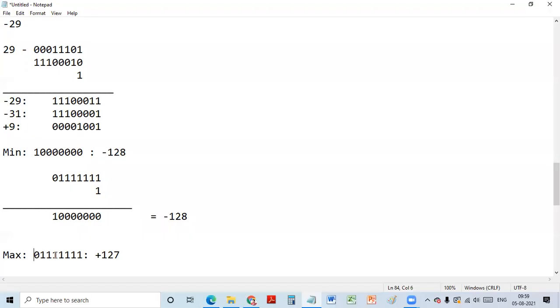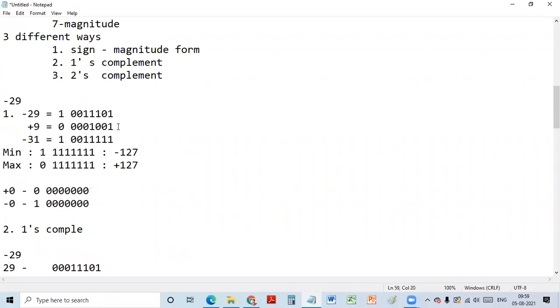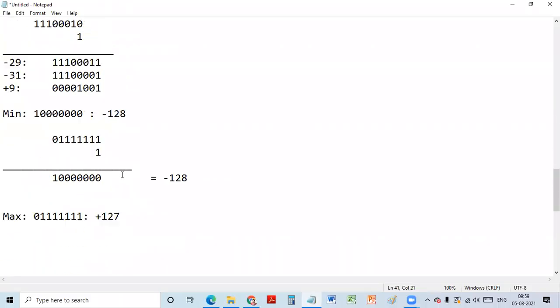For maximum, we deal with positive numbers. For the positive case, there is no concept of sign magnitude or 1's complement or 2's complement. All positive numbers are same in any of the formats. Only for negative numbers are the methods different. So maximum number is plus 127 in any case. Only the negative case varies. So now what is the range of numbers that we can represent? Minus 128 to plus 127.